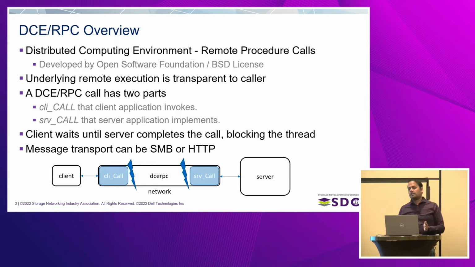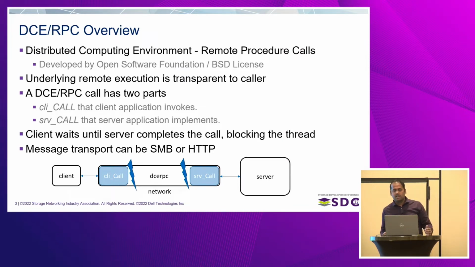The client call actually implements the client part, which is used by the client application to invoke a DCRPC call, and then the server part, which the server application actually implements. So what happens internally is that a client invokes a DCRPC call, it goes into the DCRPC library, the library encodes the call, in fact extracts the arguments and then the call name, and encodes the call into different network packets, and then it sends the call to the server.